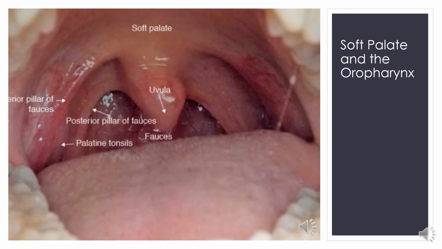I forgot to mention in the hard palate, right underneath the palatine raphe is the mid-palatine suture.